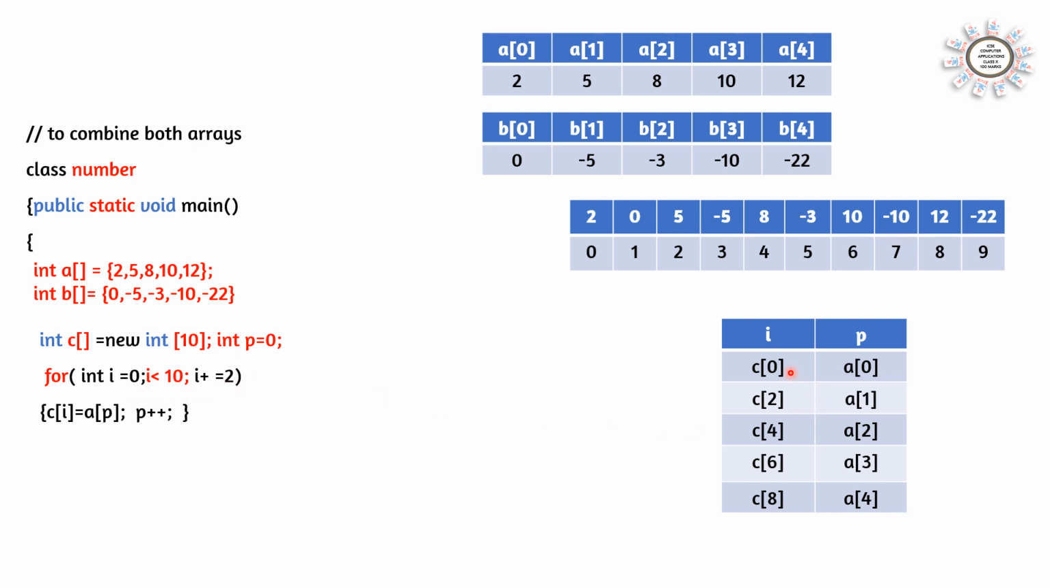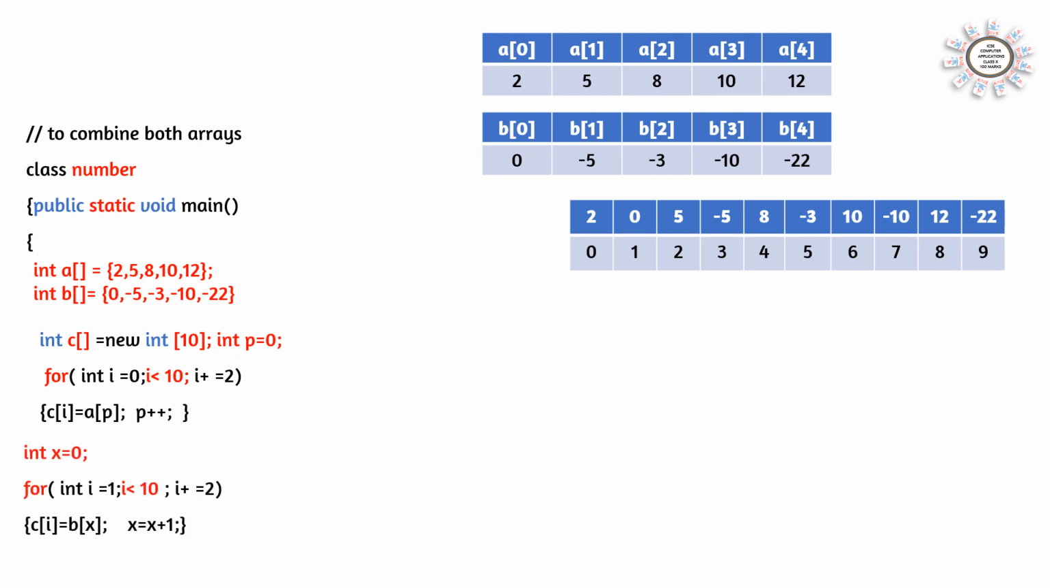That means first time I will be 0, plus 2 means 2 is the next position. 2 plus 2, 4 is the third position. 4 plus 2, 6, and 6 plus 2, 8. That means C of I, that means C0, C2, C4, C6, C8. Even positions of array C will be filled with the elements from array A. Here C0 is A0, C2 is equal to A1, C4 is equal to A2, C6 is equal to A3, and C8 is equal to A4. So in this way we can store, and same with array B also.